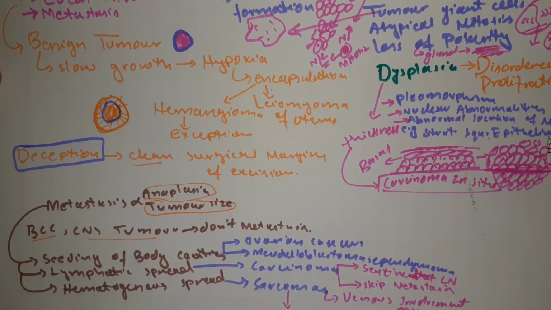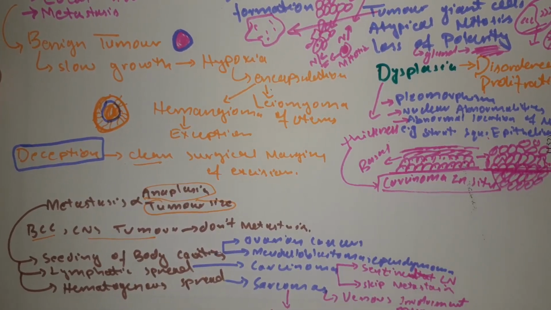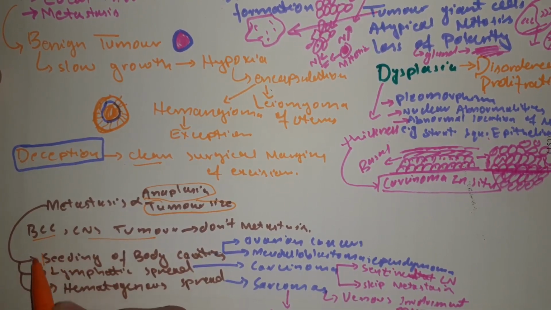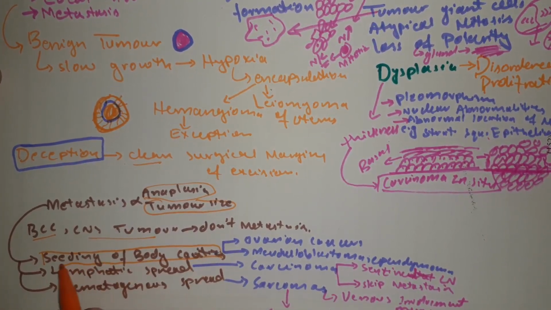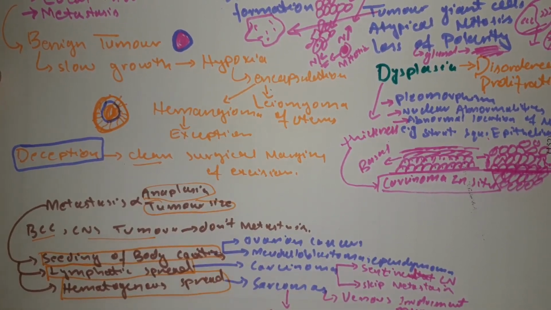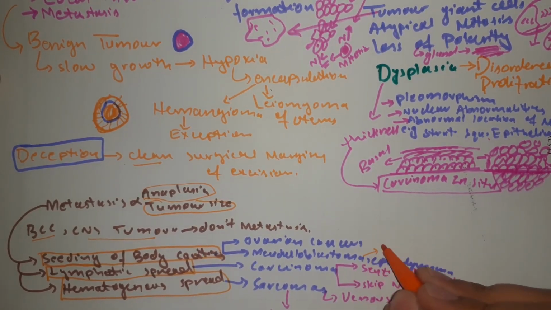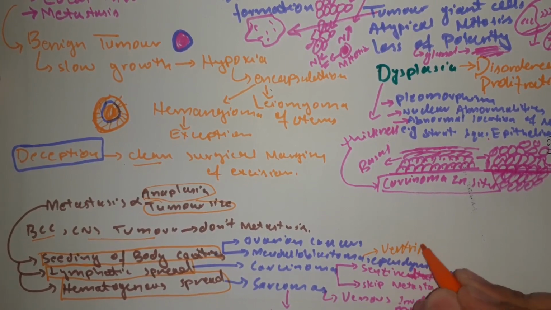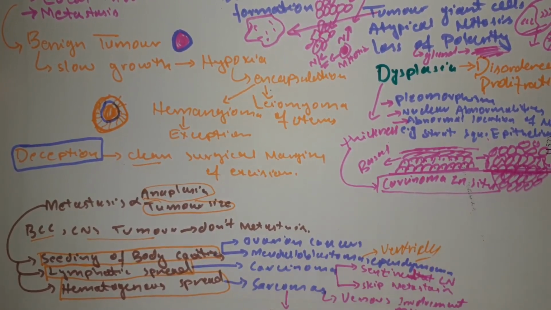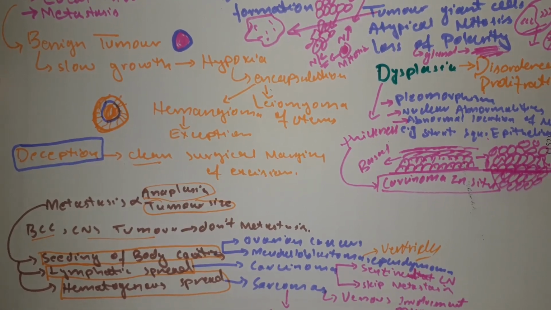Now we come toward principal route of metastasis. How does metastasis occur? Metastasis basically occurs through three main routes. One is seeding of the body cavities, other one is lymphatic spread, and the third one is hematogenous or spread through blood. So seeding of body cavities occurs mostly in ovarian carcinoma or ovarian cancer, which seeds the peritoneal cavity, and seeding of body cavity also occurs in medulloblastoma, which is a CNS tumor, and ependymoma, which spreads to the ventricles of the brain, and they can also show drop metastasis. And you will study these tumors next in the respective chapters or respective systems.